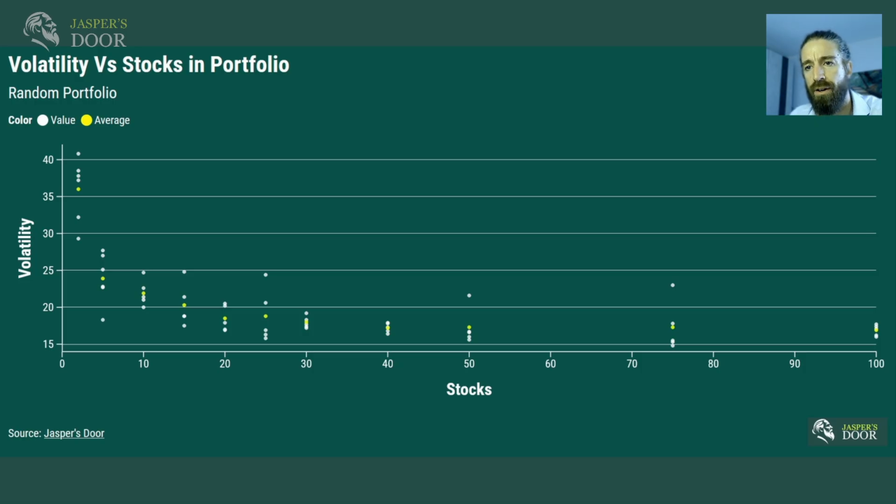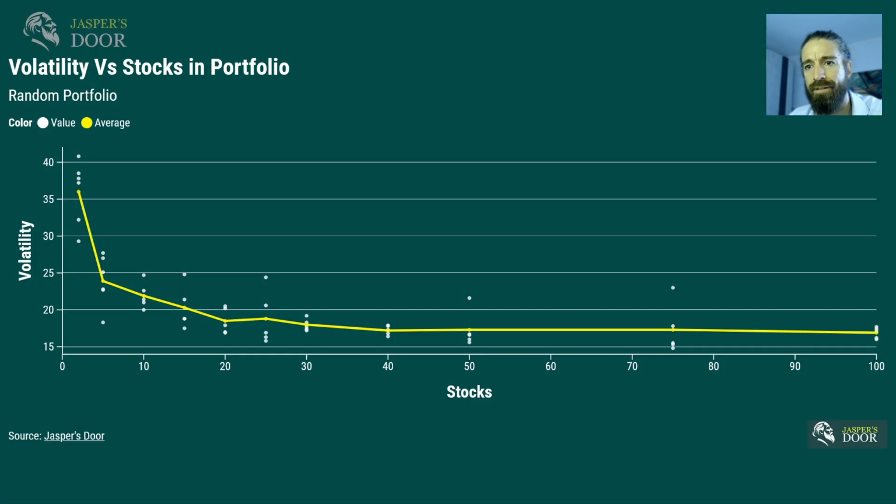So this is the graph. On the chart, you see white dots being the values and the yellow being populated right now. That's the average. And now you have it already. This is already so clear, right? So we have something that is extremely volatile on the left side, where the portfolio is smaller than 10 stocks, and we do expect that.